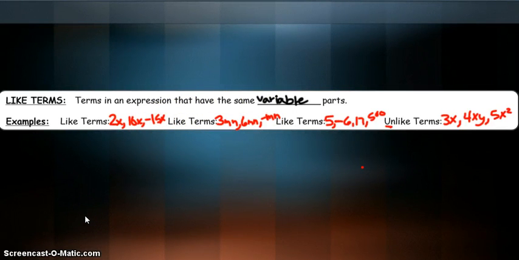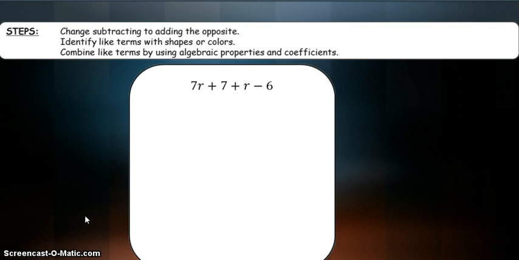Okay, so we're going to go to our first example after going through the steps. Our first step is to change subtracting to adding the opposite. Then we need to identify like terms with shapes or colors, and then combine like terms by using algebraic properties and their coefficients. So first thing we need to do here is change this subtracting to adding the opposite. Notice in all of our examples we're just dealing with all adding, or some adding and some subtracting that we can change to all adding.